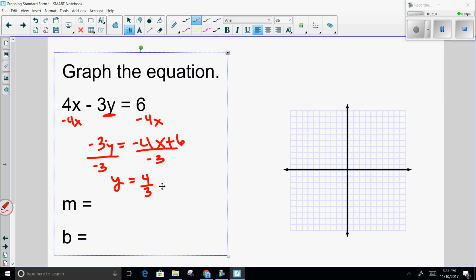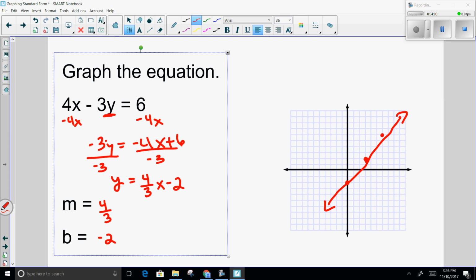The calculator will do that for you. 6 divided by negative 3 is negative 2. Again, the calculator will do that for you. My slope is 4/3. My y-intercept is negative 2. So I come over here, y-intercept of negative 2, slope of 4/3. Rise 4, run 3. Put a point, rise 1, 2, 3, 4, run 1, 2, 3, put a point, and there are my 3 points to graph my line.